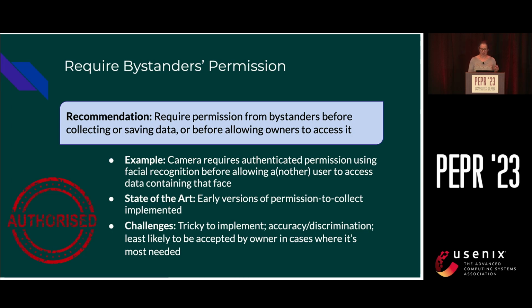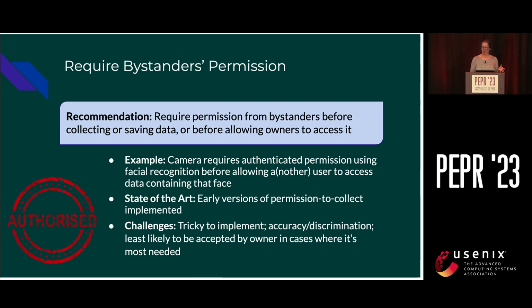Recommendations have also suggested obtaining bystanders' permission before collecting or saving data about them, if you really want to get strict, or allowing device owners to access it. So for example, a camera could require permission authenticated using facial recognition before it allows another user to access data with that face in it. And early versions of those types of permission systems have been implemented commercially, but it's still pretty rare.